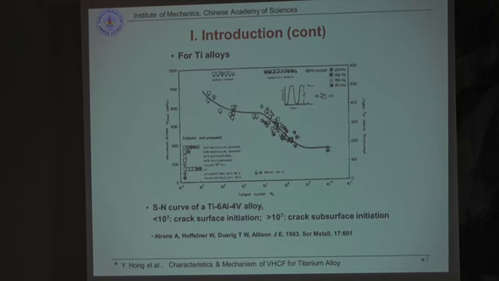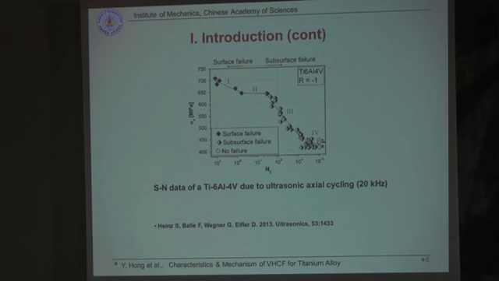And for titanium alloys, this is almost the first data reported in literature, also in the 1980s, showing that fatigue failure may happen beyond 10^7 cycles of loading. In this regime, cracks almost always initiate from the interior or subsurface of the specimen. This is also one of the very typical S-N data for titanium alloy.